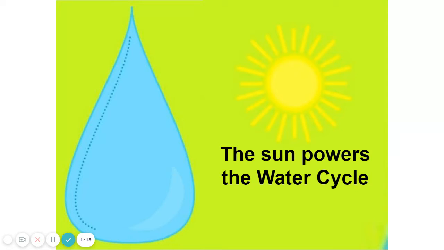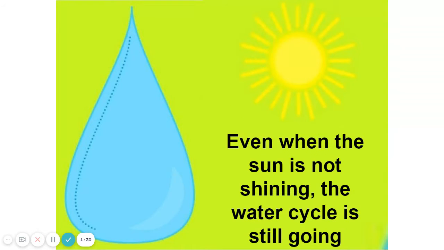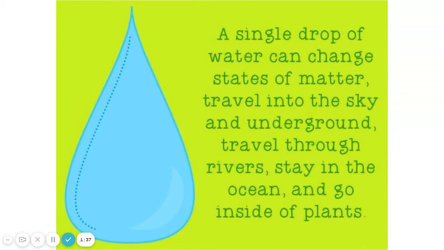The sun powers the water cycle. We talked previously that the sun powers food chains because it gives the producers the energy they need to produce their own food. The sun is what's going to power the water cycle. And even when the sun is not shining, the water cycle is still going. So a single drop of water, just one little tiny drop of water, can change states of matter. It can travel into the sky and underground. It can travel through rivers. It can stay in the ocean and go inside of plants.